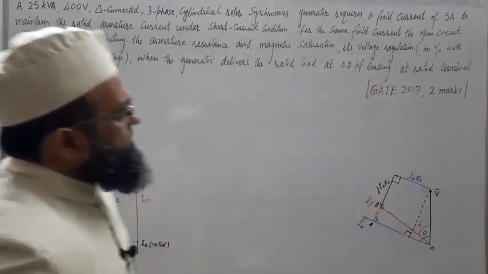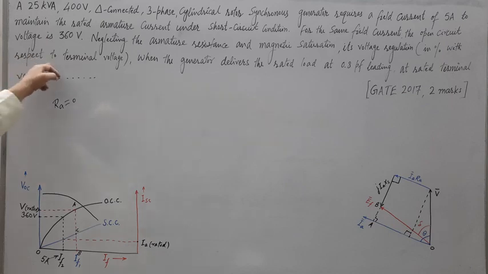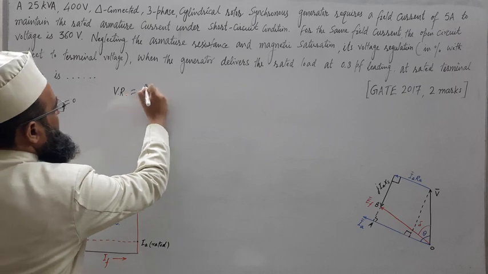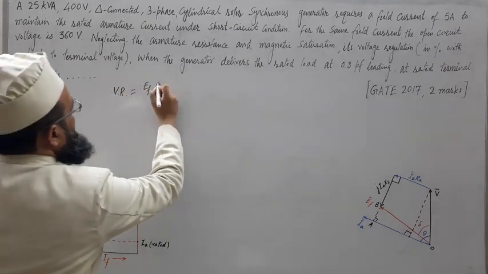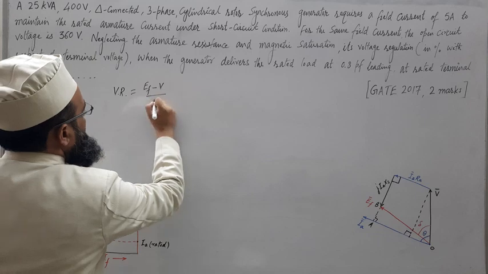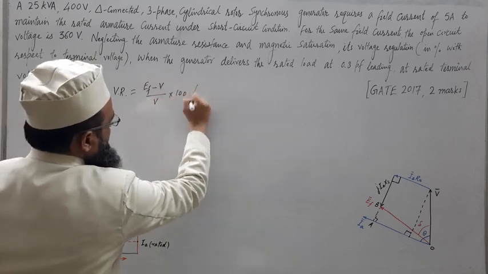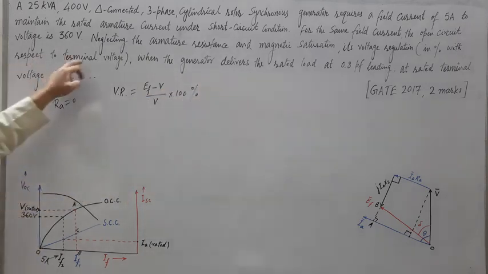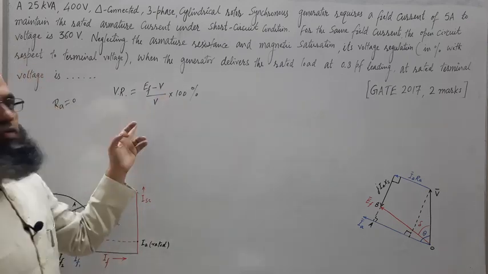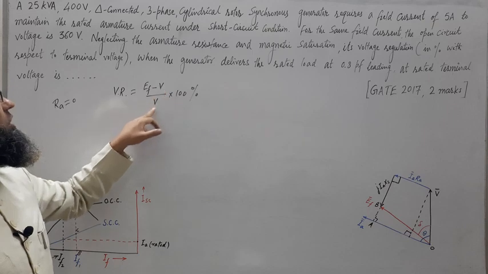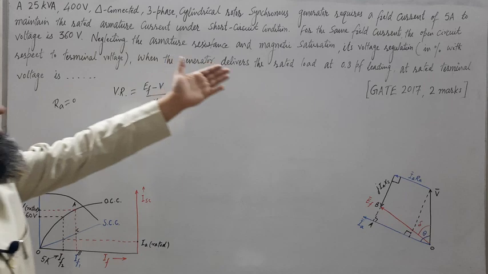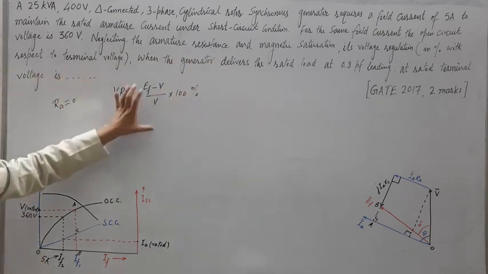Its voltage regulation in percent with respect to terminal voltage, that is voltage regulation formula, we have EF, no load terminal voltage minus full load terminal voltage upon full load terminal voltage into 100%. That is its voltage regulation in percent with respect to terminal voltage. There is another way also, with respect to no load terminal voltage, not full load. Both ways may be obtained. But here it has been asked with respect to terminal voltage. By default, we are taking this formula.